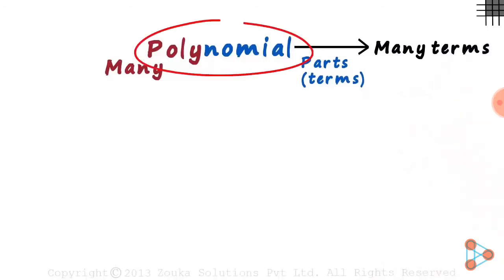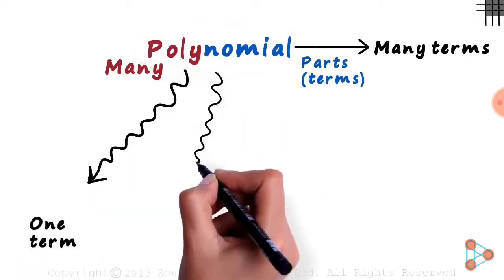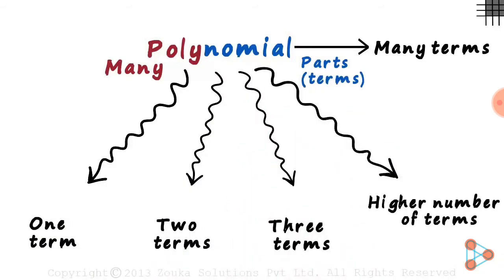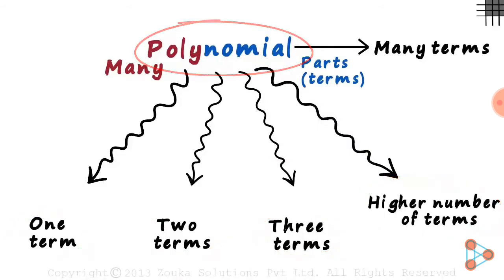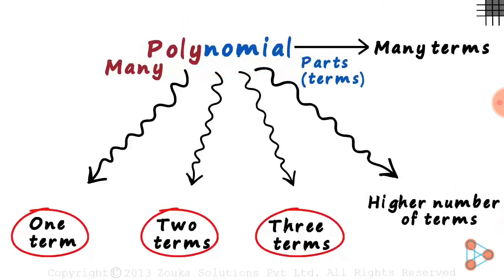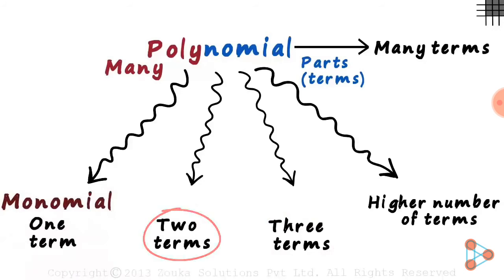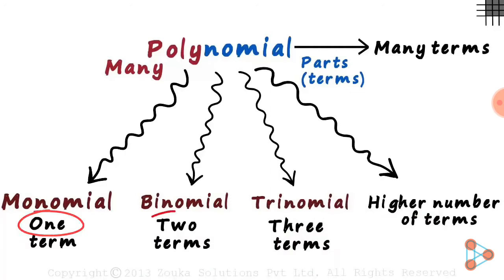There are different types of polynomials. A polynomial can be an expression with just one term, or two terms, or three terms, or maybe even a greater number of terms. All these categories come under one roof, which is the polynomial. Expressions with just one term, two terms, or three terms are given special names. An expression with one term is called a monomial. An expression with two terms is called a binomial, and an expression that has three terms is called a trinomial. Mono is 1, bi is 2, and tri is 3.